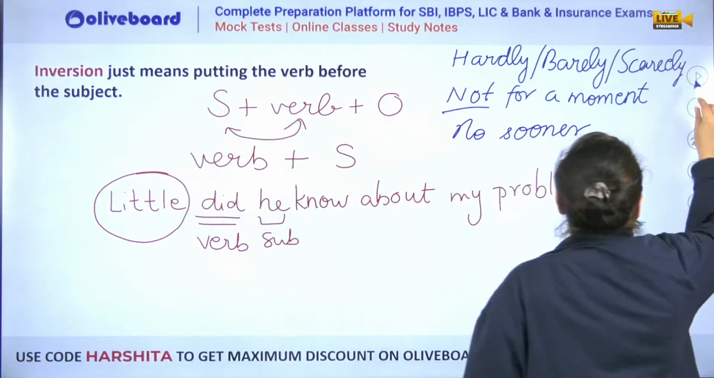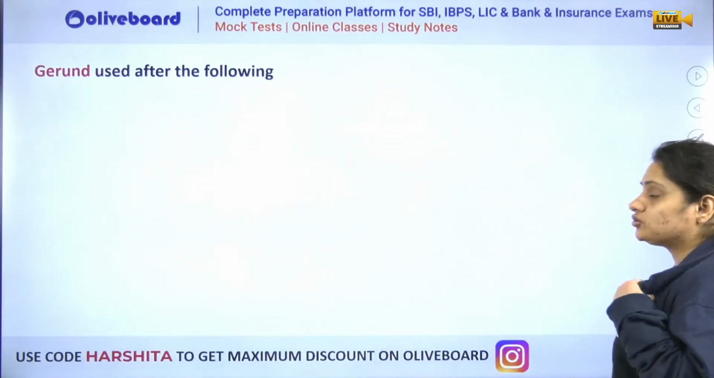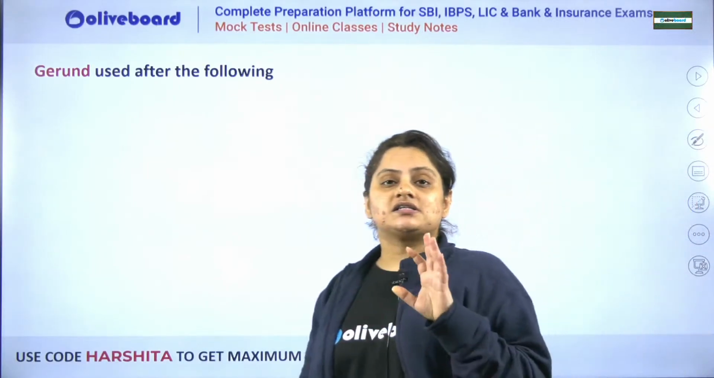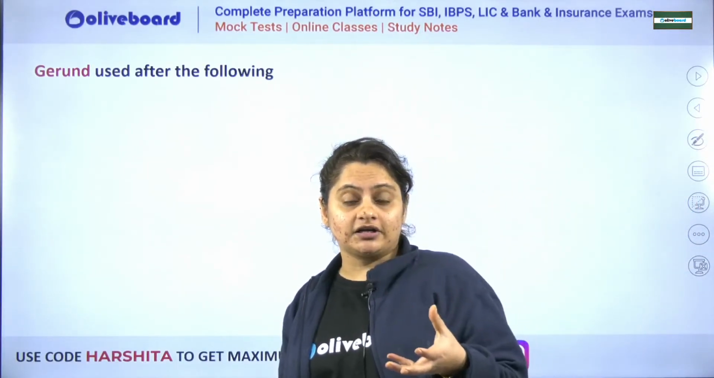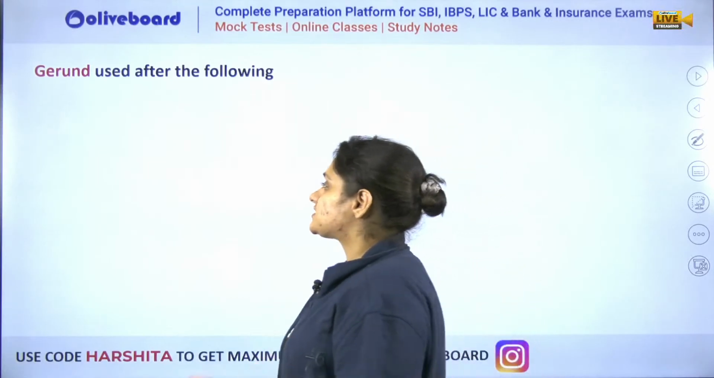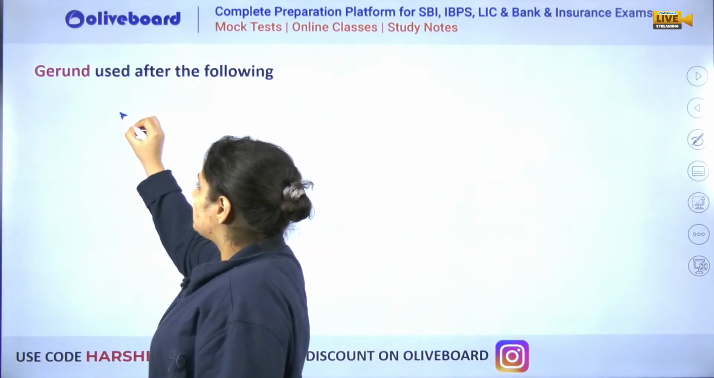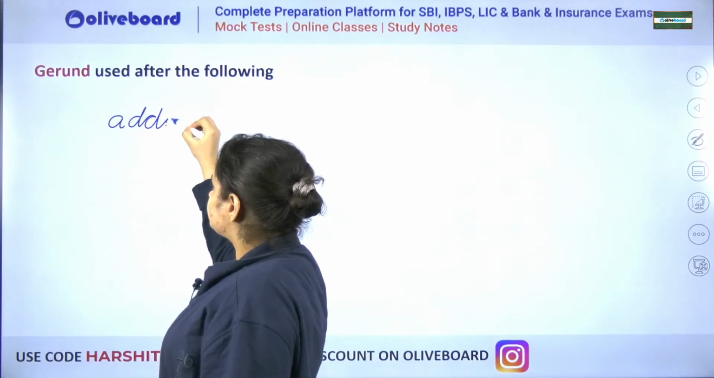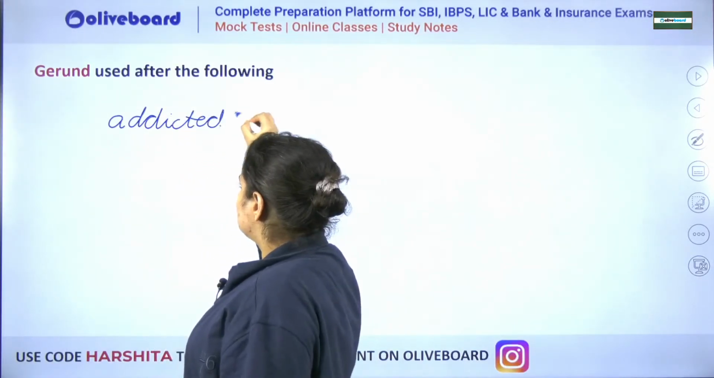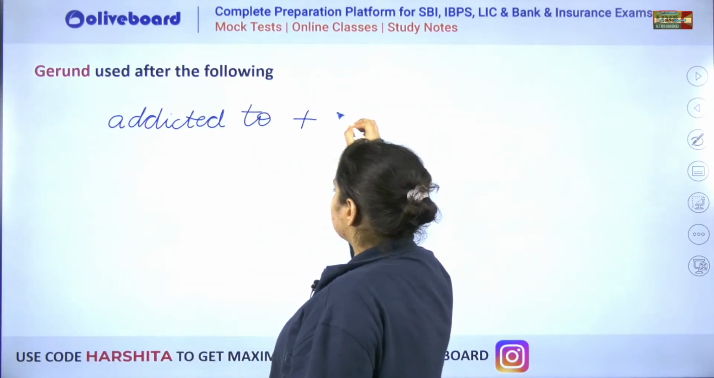कमिंग टू द थर्ड पार्ट, थर्ड रूल. हियर gerund is used. Now guys, there are certain phrases. Some of these we observe regularly, जो हम एडिटोरियल में भी देखते हैं. कुछ phrases होते हैं जैसे कि if I write addicted to, you know after this what is the form that you will use?